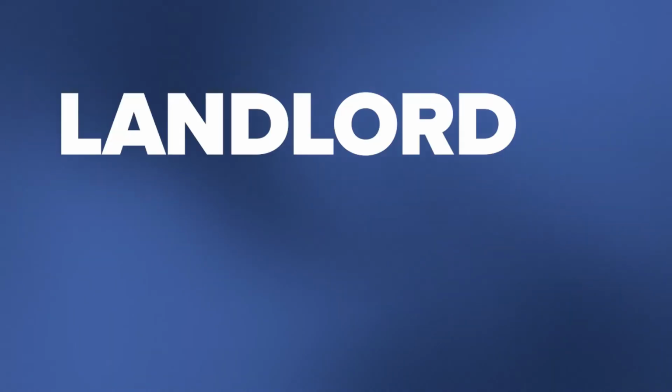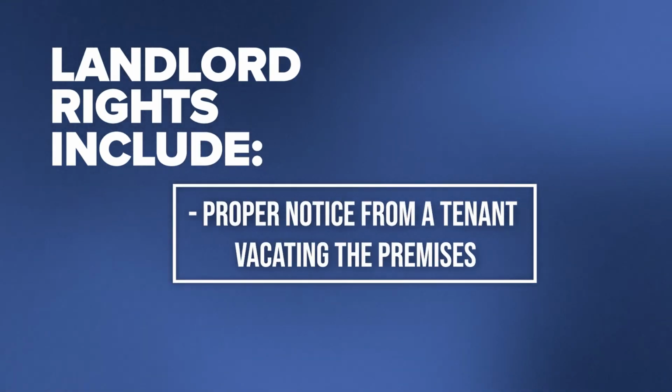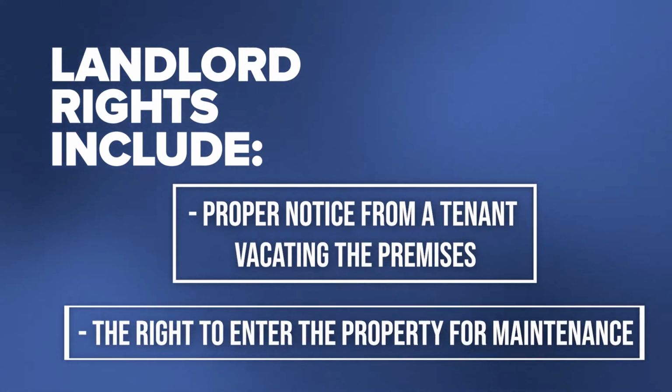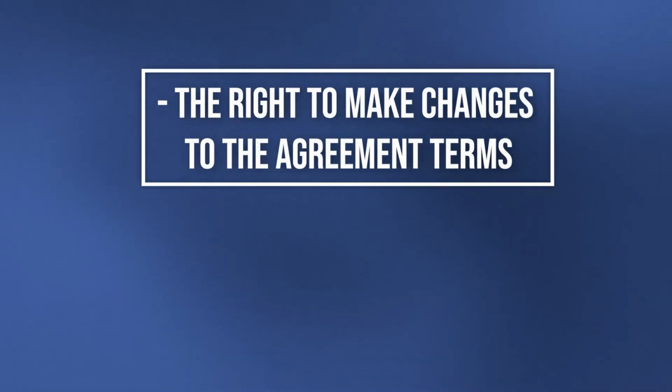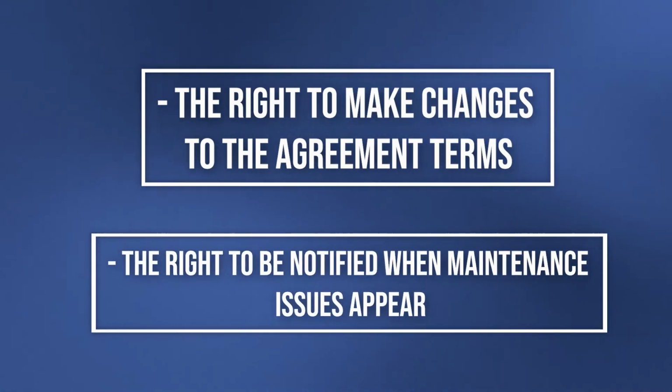Here in California, landlords have certain rights and responsibilities as well. Landlords have the right to proper notice from a tenant vacating the premises. They have the right to the ability to enter the premises to perform maintenance responsibilities. They have the right to make changes to the agreement terms, and they have the right to be notified when maintenance issues appear.